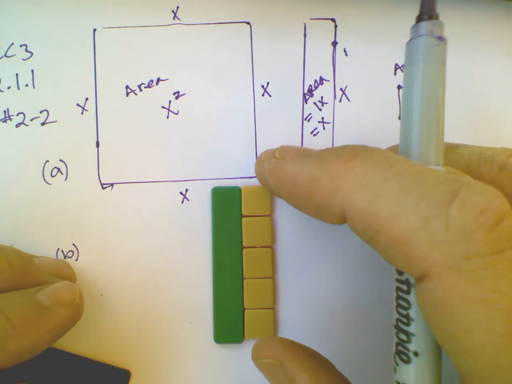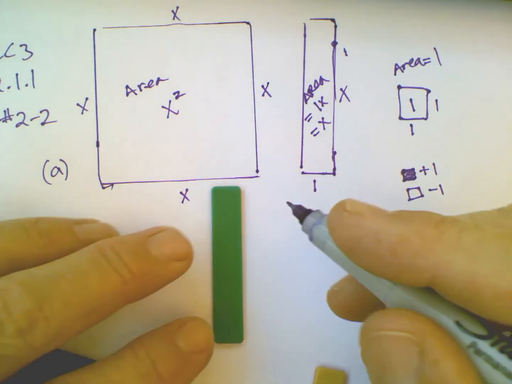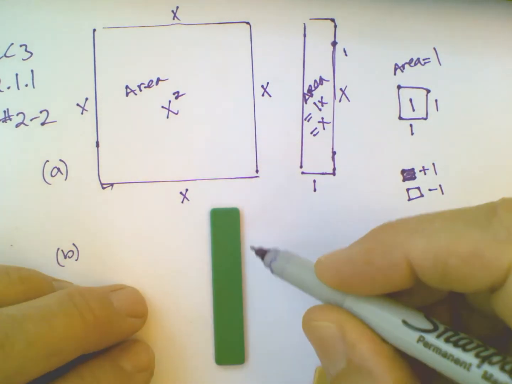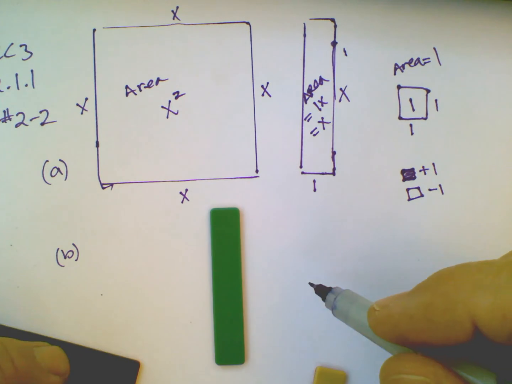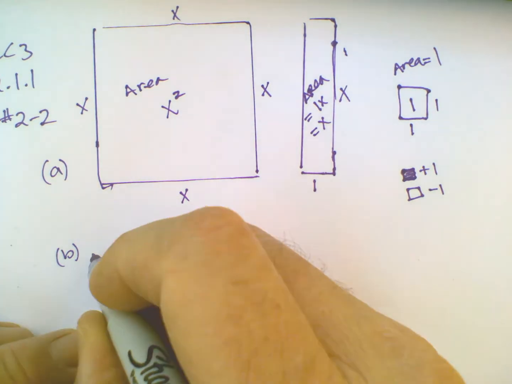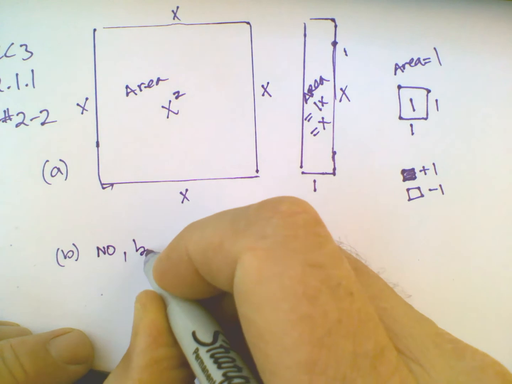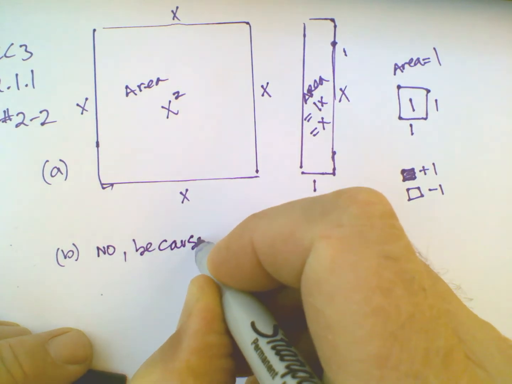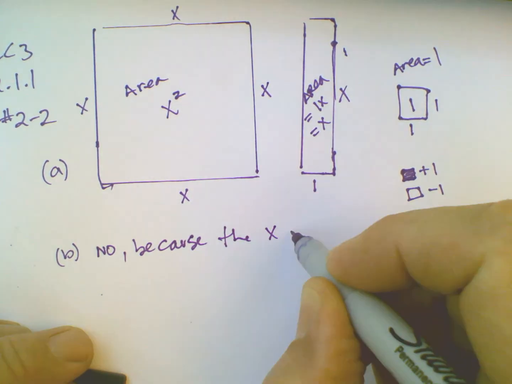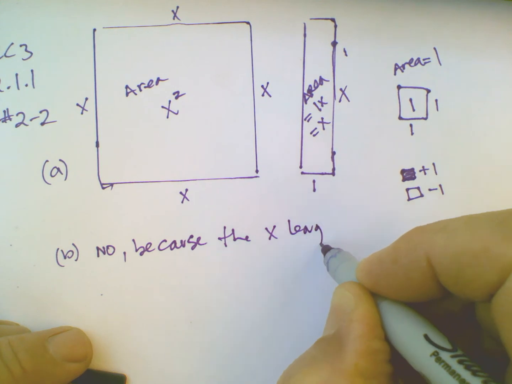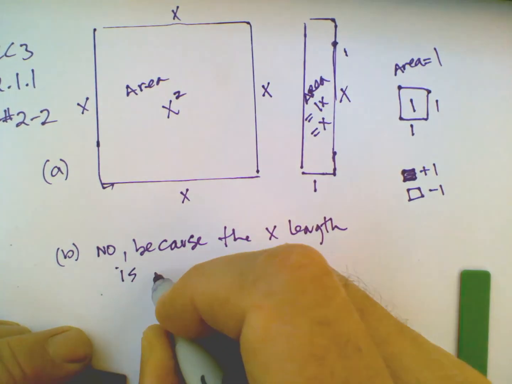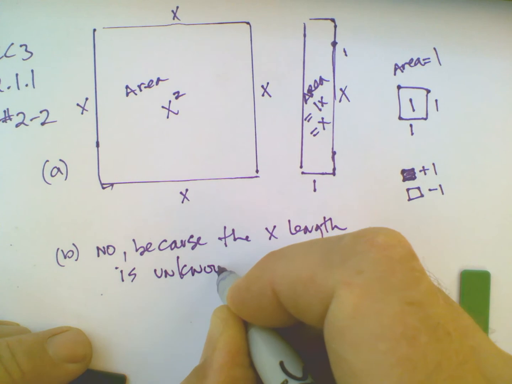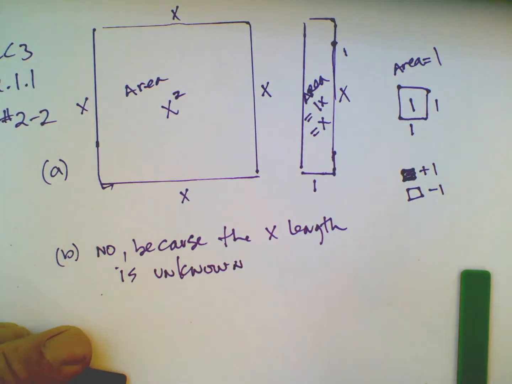So ultimately, we just call this an x. We're not sure what it is, so it's meant to be unknown. So we'd say no, because the x length is unknown. That's what we would say about B.